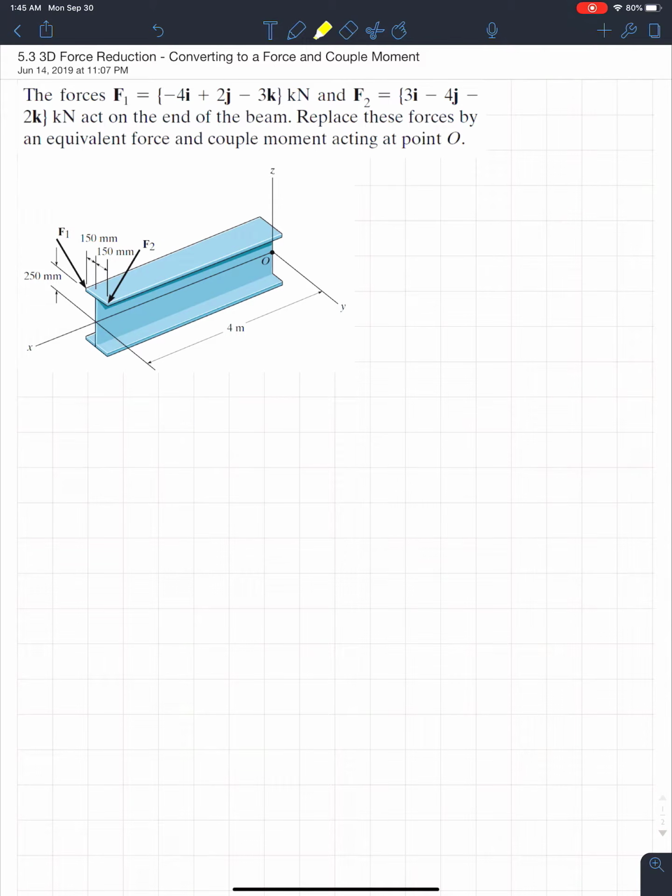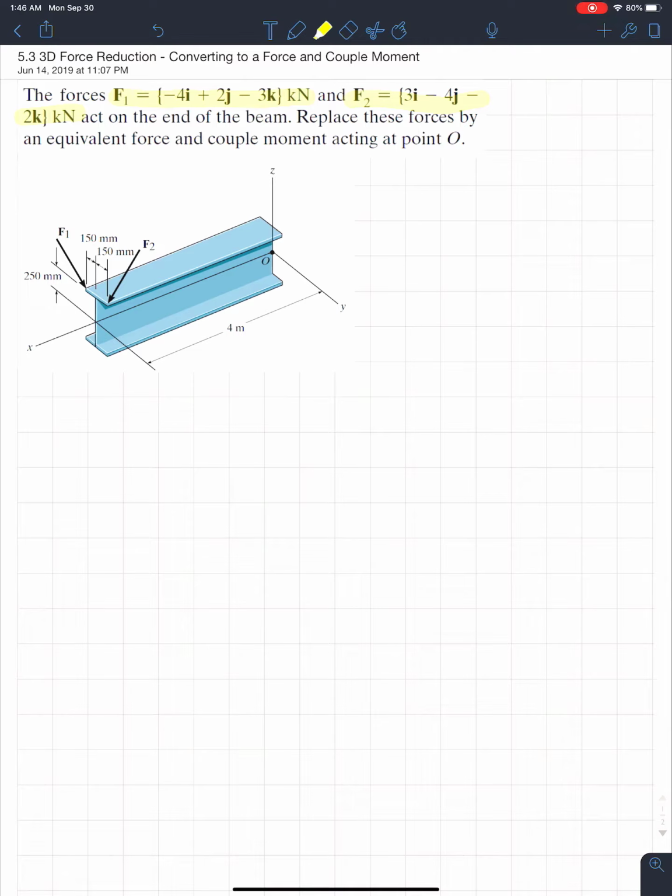Alrighty, so looking at this example, it gives us 2 forces. F1 is equal to this, and F2 is equal to that. So this is actually already really nice because typically in these examples in the midterm, they're just going to give you the magnitude of those forces and make you solve for F in Cartesian vector notation all by yourself. So this is kind of like a nice little gift. And it says that they act at the end of the beam.